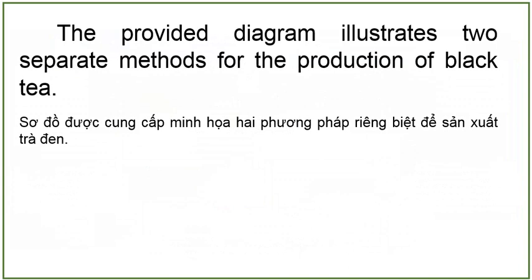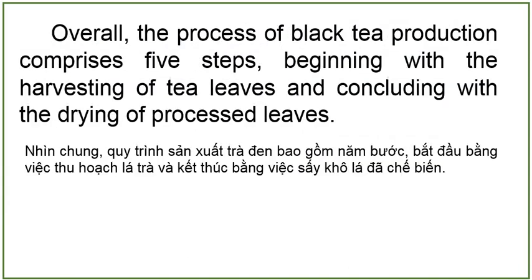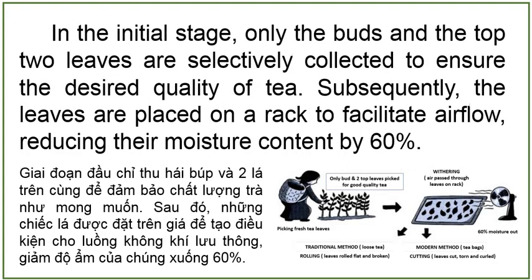The provided diagram illustrates two separate methods for the production of black tea. Overall, the process of black tea production comprises 5 steps, beginning with the harvesting of tea leaves and concluding with the drying of processed leaves. In the initial stage, only the buds and the top 2 leaves are selectively collected to ensure the desired quality of tea. Subsequently, the leaves are placed on a rack to facilitate airflow, reducing their moisture content by 60%.